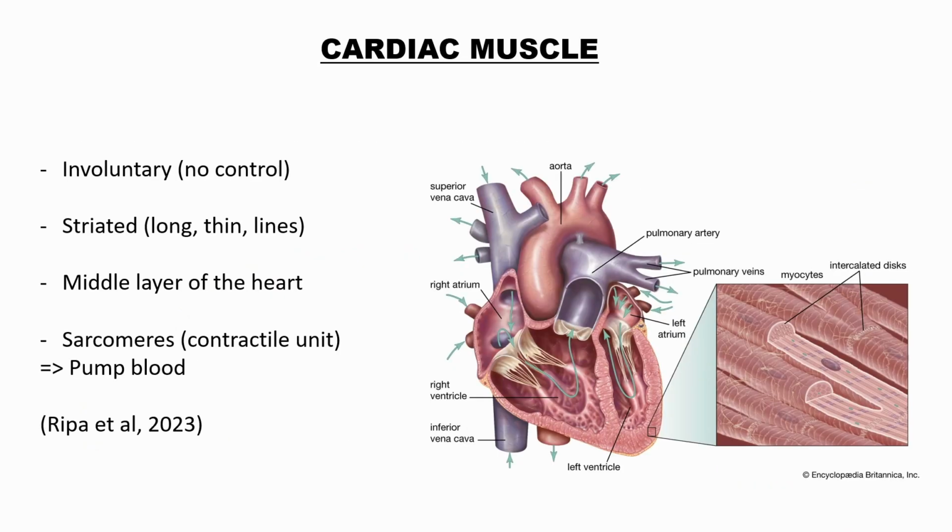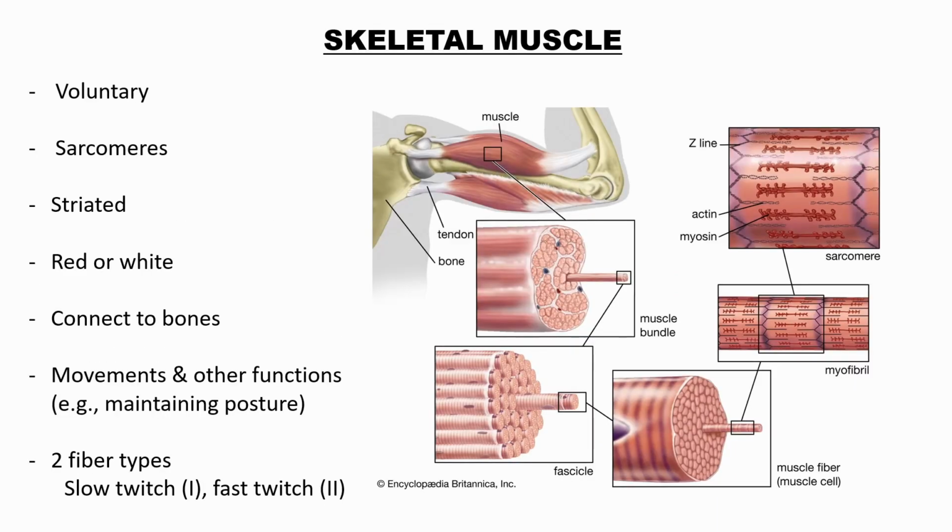Next, cardiac muscle. This one is also involuntary, but it is striated, so there are stripes on the muscle fibers. It's in the middle layer of the heart, and it contains sarcomeres, which are the contractile units that help it pump blood. And the third type, skeletal muscle, this one is voluntary.